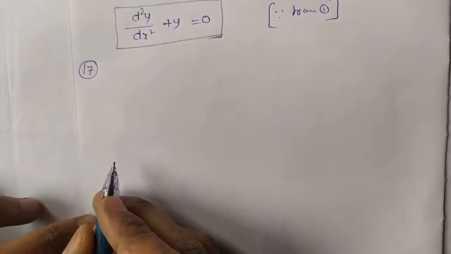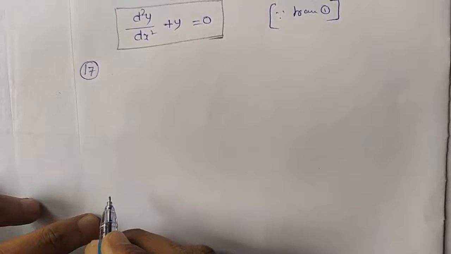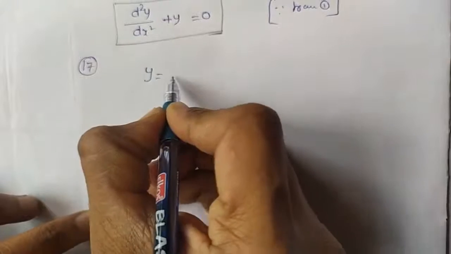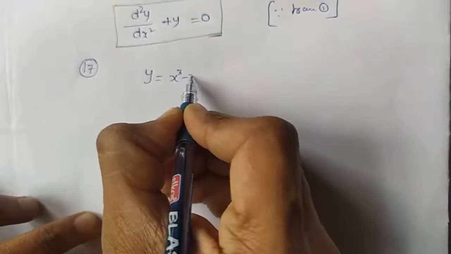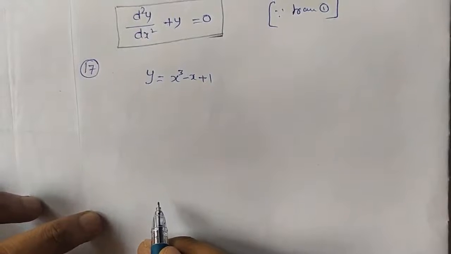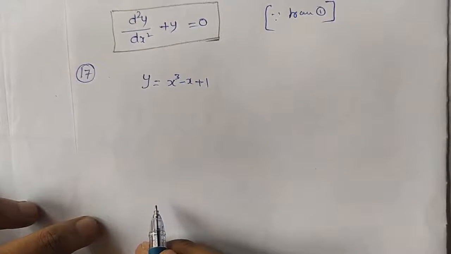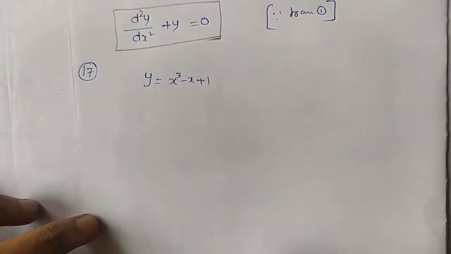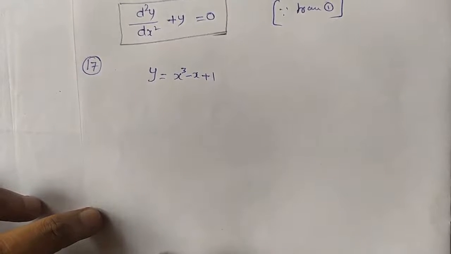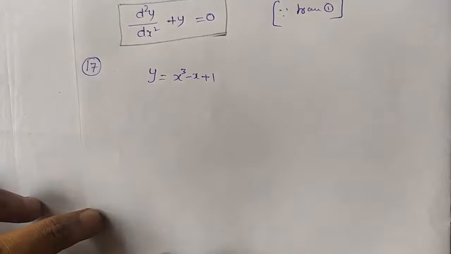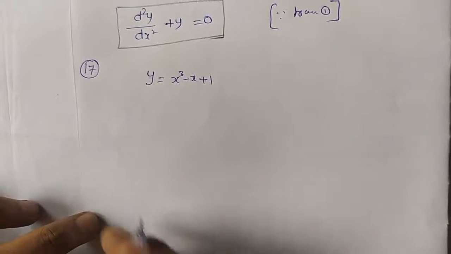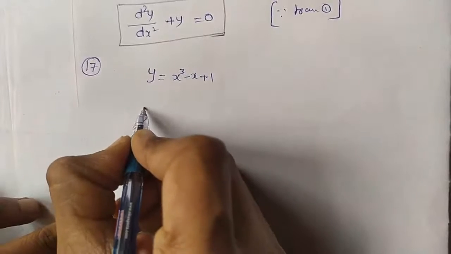Find the slope of the tangent to the curve. The curve is given: y equals x cube minus x plus 1, at the point whose x coordinate is 3. We need to find the slope of the tangent. So the slope of the tangent is what? dy by dx. Particularly he mentioned that at the point whose x coordinate is 3. First you need to find dy by dx.